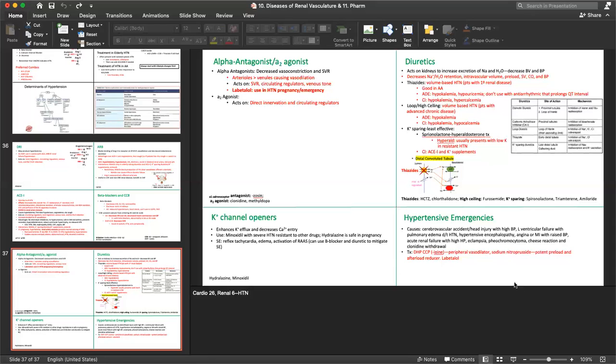So hypertensive emergencies, we kind of had talked about the kidney part. Treatment is going to be our dipines, which are peripheral vasodilators. Also sodium nitroprusside, which is a potent preload and afterload reducer. And then also labetalol. So our nifedipine, amlodipine, sodium nitroprusside, and labetalol.